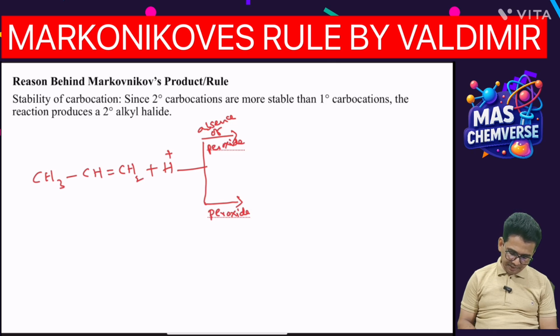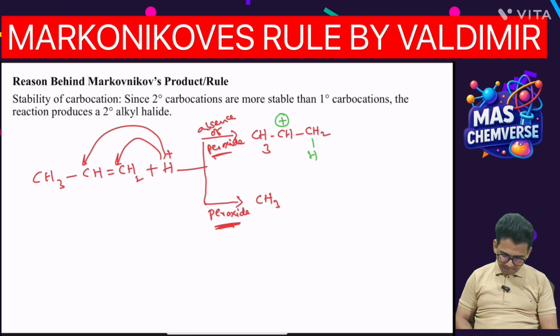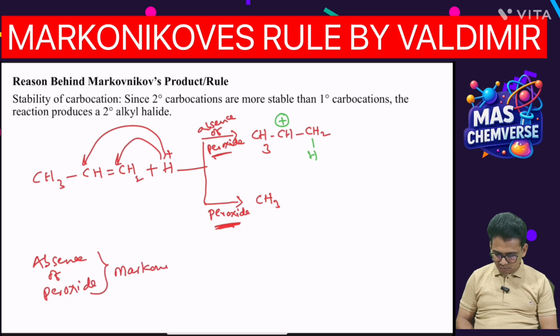When the hydrogen attacks the doubly bonded carbon which has the more number of hydrogens, the secondary carbocation is produced. In the other case, the primary carbocation forms, because the hydrogen attacks the carbon which has fewer hydrogens; that happens in the presence of peroxide. Absence of peroxide means Markovnikov's rule. Don't forget that. This is what you write in the examination: absence of peroxide means Markovnikov's rule.